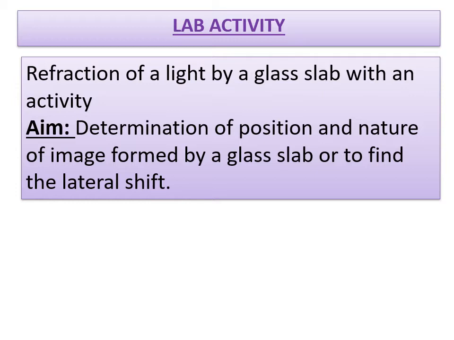Already we have done the semicircular glass disc activity. There also we found the refractive index. So in this also we can find the refractive index as well as the lateral shift. So what is the aim of this lab activity, which is related to the rectangular glass slab? That is to find the position and nature of the image formed by a glass slab.